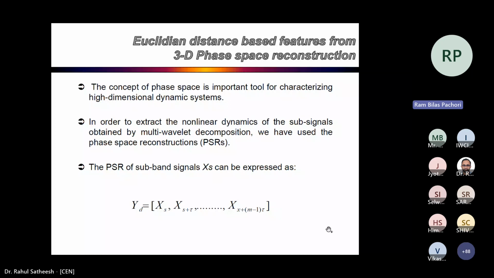So once you have this decomposition, you have decomposed subbands. Then we apply 3D phase space reconstruction. This is a very important tool for characterization of higher dimensional dynamic systems. In order to extract the nonlinear dynamics of the subband signals which we obtain from the multi-wavelet transform, we have used the phase space reconstruction approach, and phase space reconstruction of subband signals can be expressed mathematically by the following formula that you can see on this slide. Next slide, please.